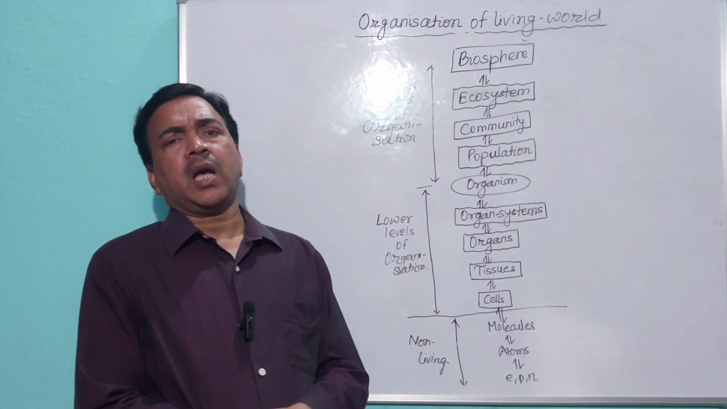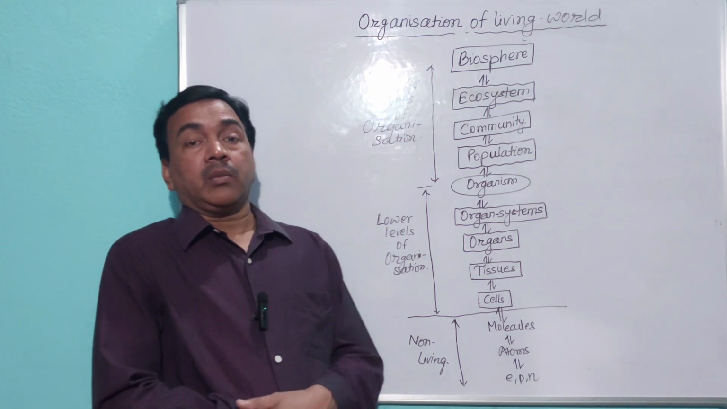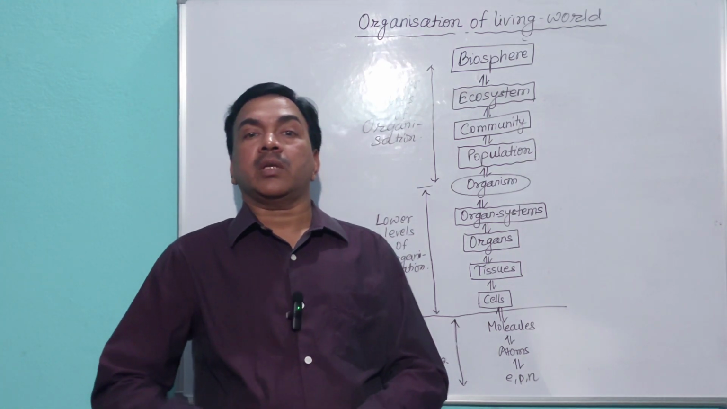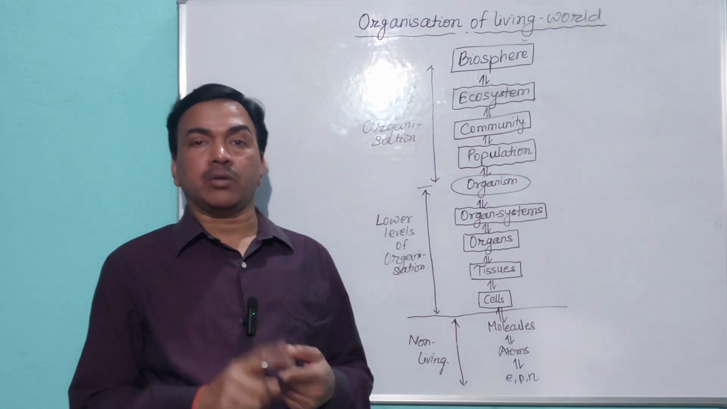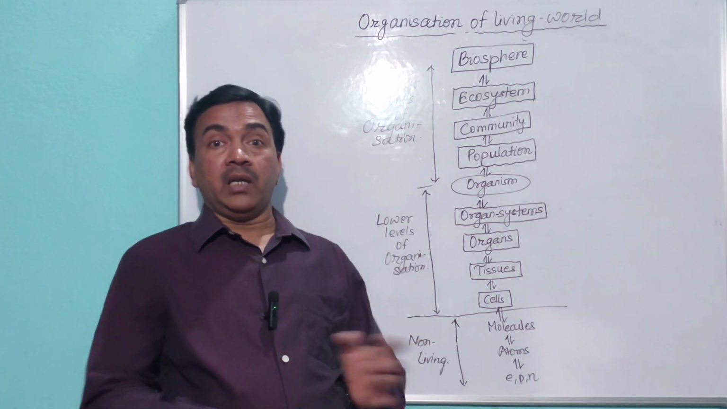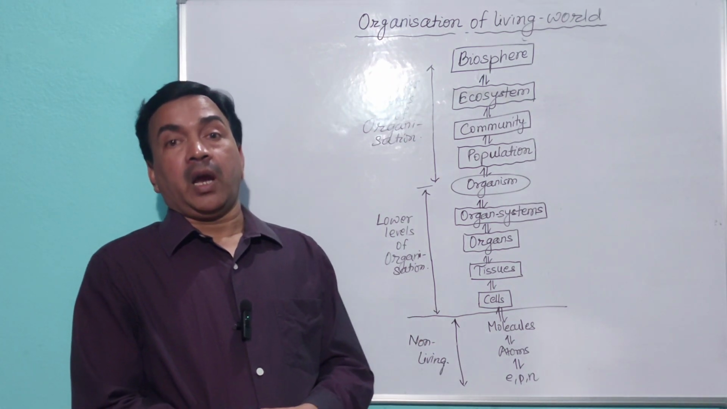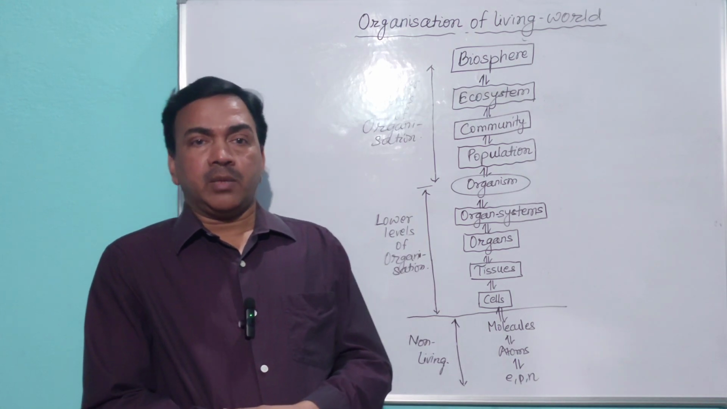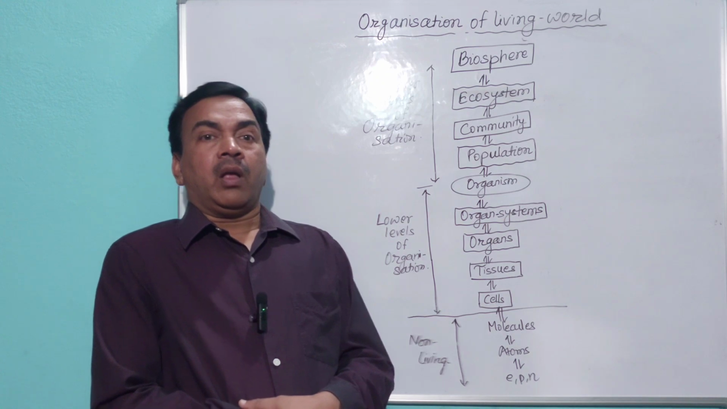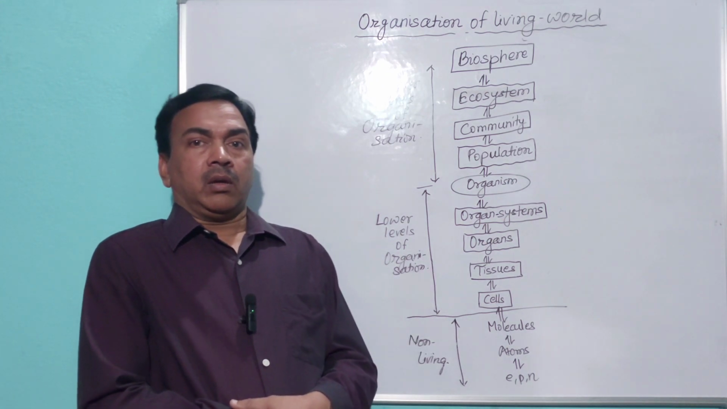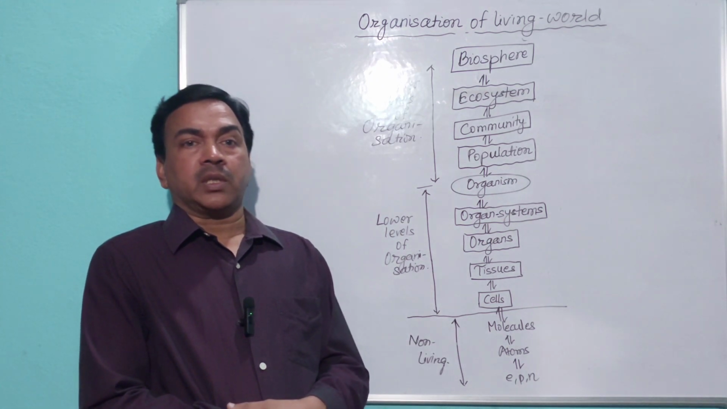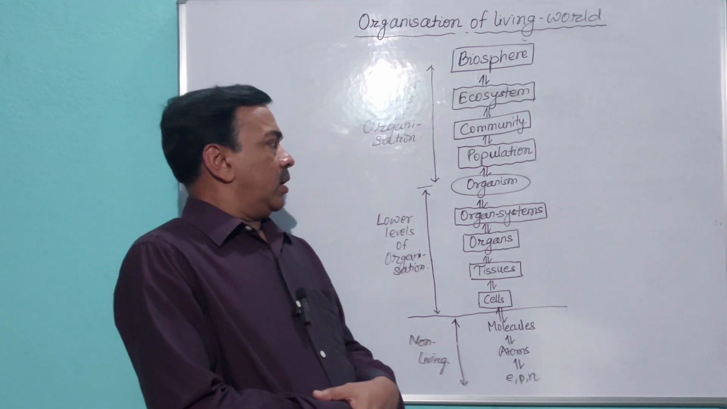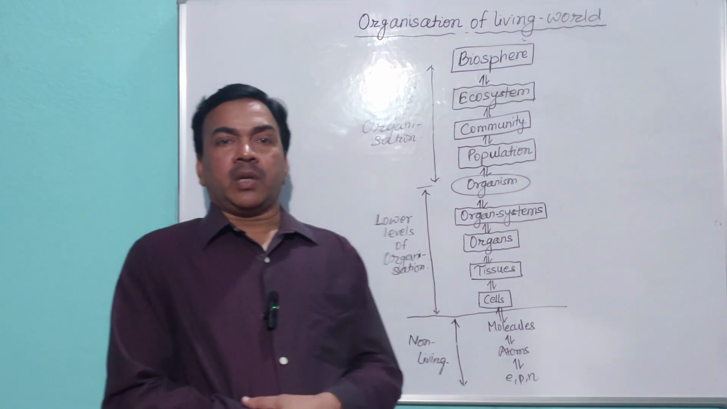There are different types of organ systems. In plants, there are generally two types of organ systems: root system and shoot system. But in highly developed organisms and humans, the organ systems are of 11 types. These organ systems will be described elsewhere in another video. Here we will proceed further.